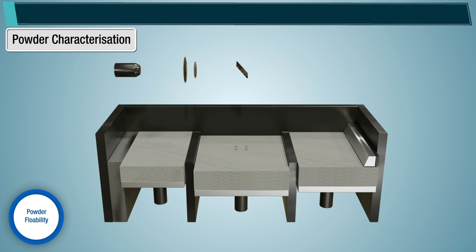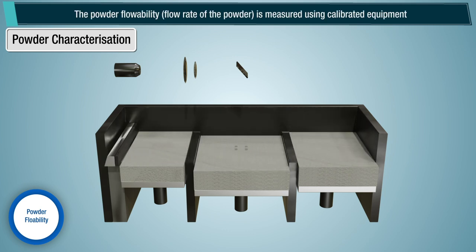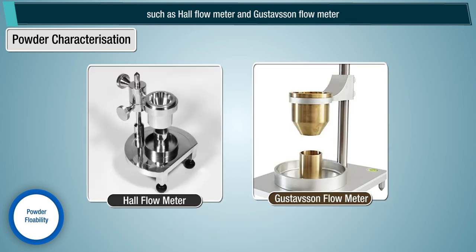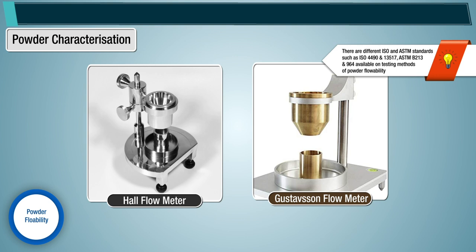Flow meter. The powder flowability, that is flow rate of the powder, is measured using calibrated equipment, such as Hall flow meter and Gustafsson flow meter. Note: there are different ISO and ASTM standards, such as ISO 4490 and 13517, ASTM B213 and 964, available on testing methods of powder flowability.